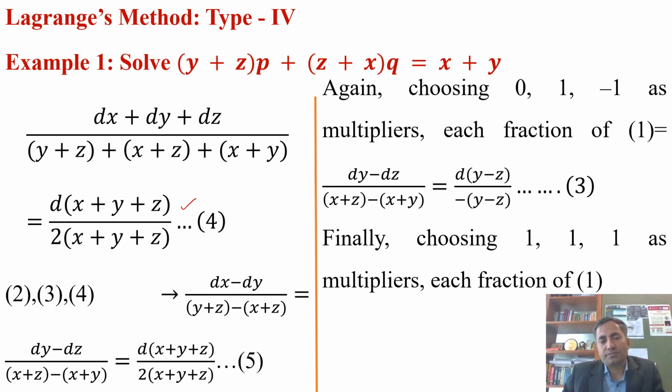Now from these three fractions we will choose two fractions to get the first solution, and again another two fractions to get another solution. So it will be easy to get it now. So what we can see, this can be d of (x minus y) upon minus of (y minus x), minus of (x minus y) can be written here.